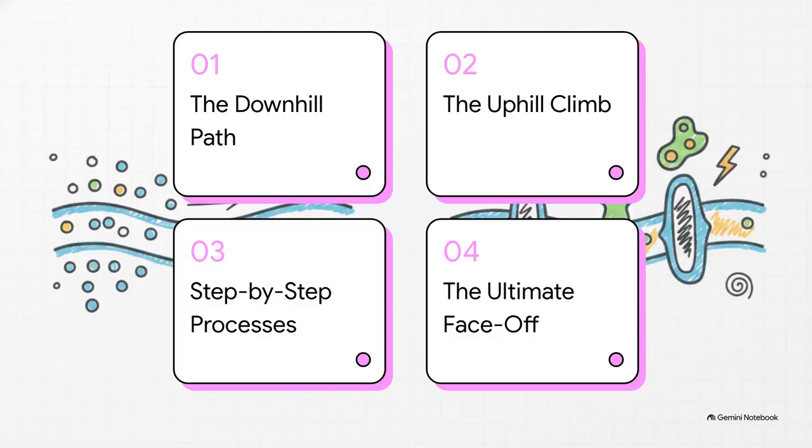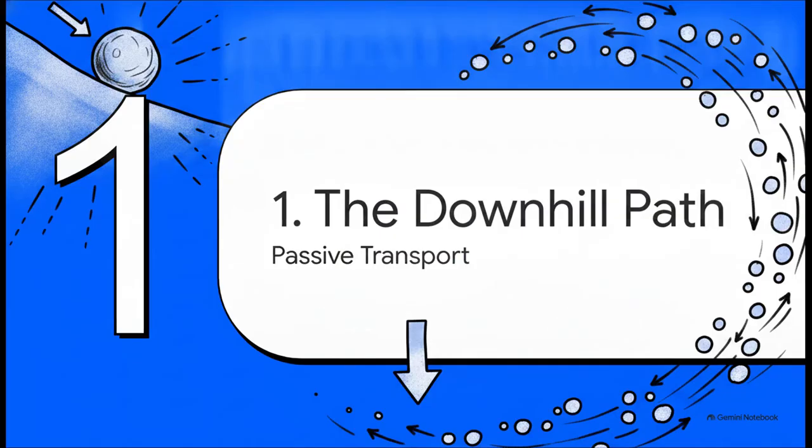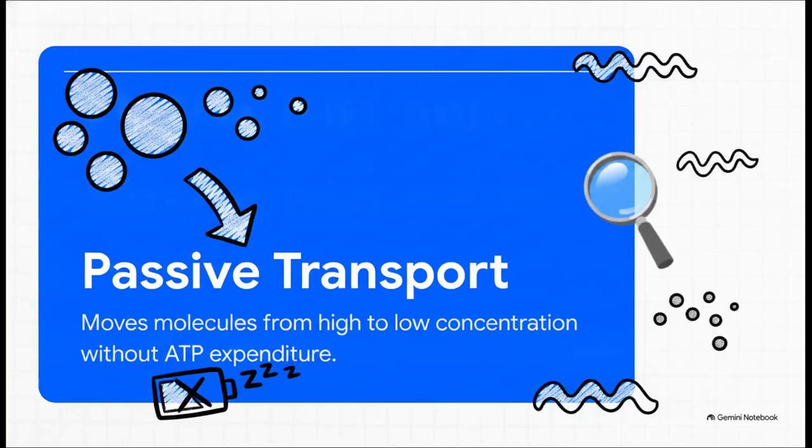Here is our quick roadmap for today's explainer. We'll start with the downhill path, then look at the uphill climb, break down the step-by-step processes, and finish up with the ultimate face-off. All right, Part 1, the downhill path, also known as passive transport. To understand this, imagine you're standing at the top of a really steep hill, and you just let a heavy boulder roll all the way to the bottom. Gravity does all the work, right? Well, this is exactly what passive transport is like.